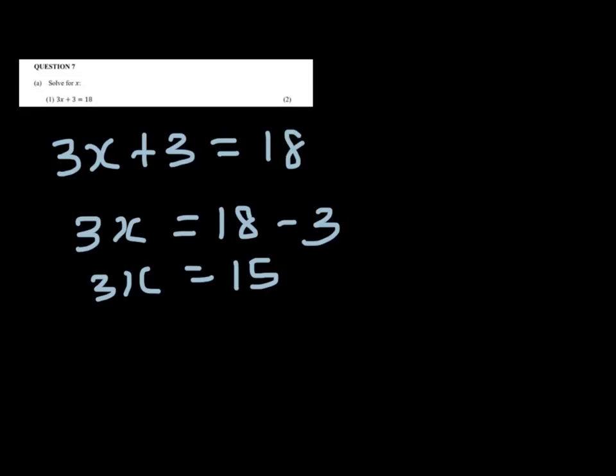So what I've done there is get my variables on one side and my numbers on the other. I now think about what's the coefficient of x, and I think you'll agree that's 3. Hence, I'm going to divide by that coefficient. So if I divide by 3 on both sides, I get an answer of x is equal to 5.